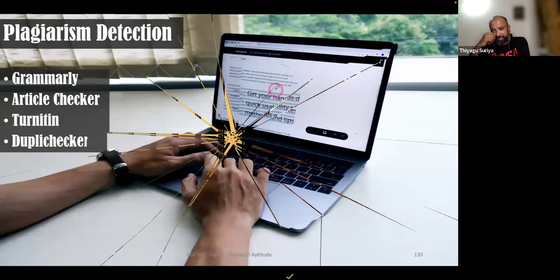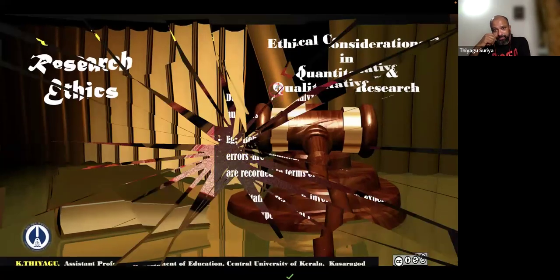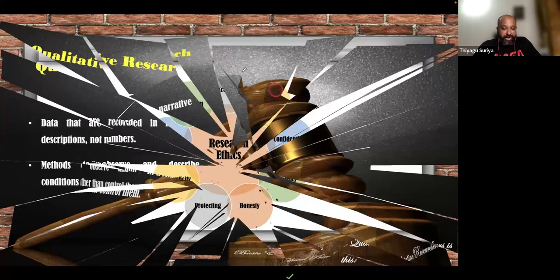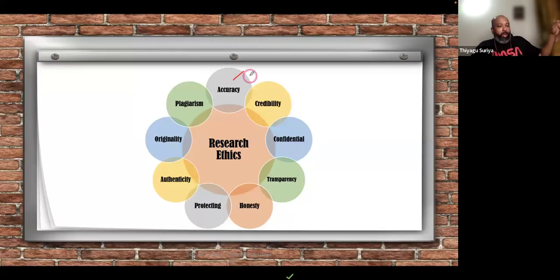These are the research ethics. Research ethics have characteristics like accuracy. Like we discussed with the objectives, also part of credibility, confidentiality is needed, transparency is needed, honesty is needed, protection is needed, authenticity is very essential, originality of the content is important, and avoiding plagiarism. These are the research ethics.